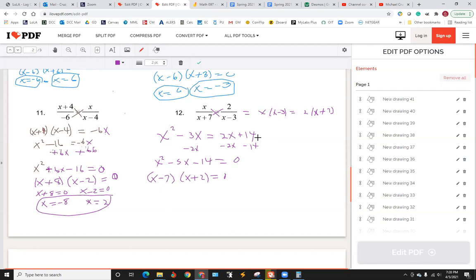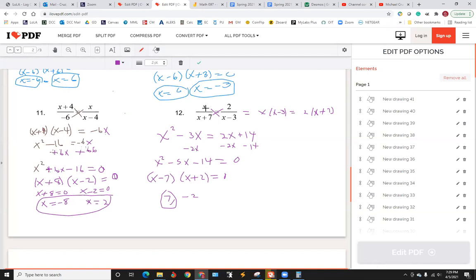And again, you can kind of spot check them here. So 7 over 14 is 1/2, because if you put your 7 up there and your 7 down there, 7 over 14 is just 1/2. And then 2 over 7 minus 3 is 4. So 2 over 4 is also 1/2.